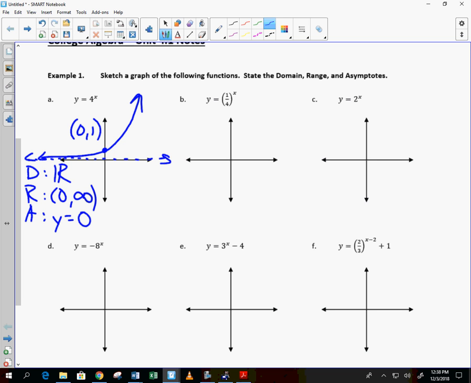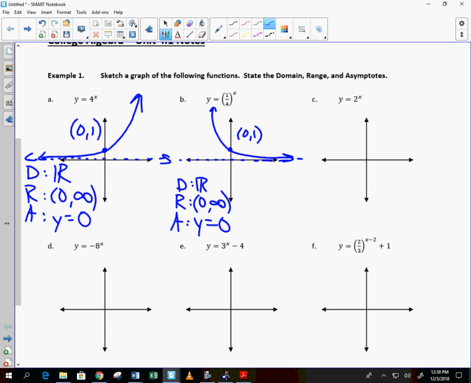Why? The base is smaller than 1, and so therefore, instead of starting down and finishing up, it starts up and finishes down. It still goes through that point. We have that horizontal asymptote. We have the domain of all real numbers. We have the range of 0 to infinity. And we have the asymptote of y is equal to 0, and it goes through the point 0, 1. Any questions on that one?